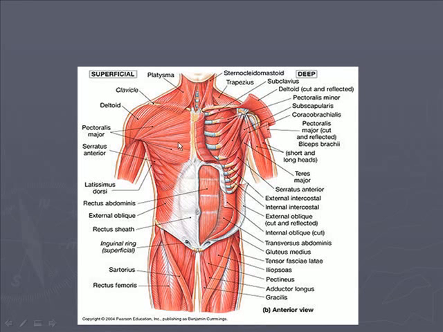I don't remember if I asked you those muscles. I don't think I did. I don't think I asked you to identify that. The tendinous fiber sheet here, again, that's important.